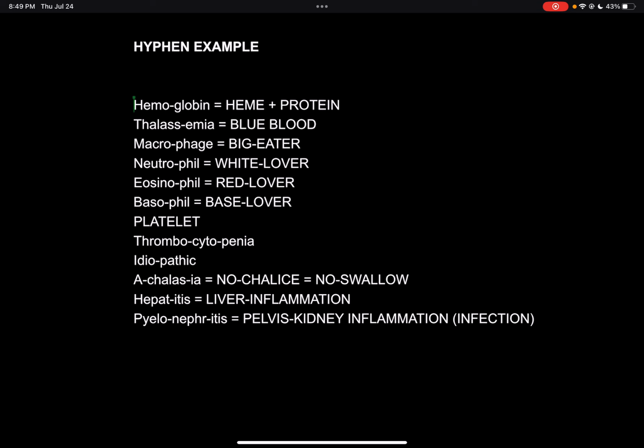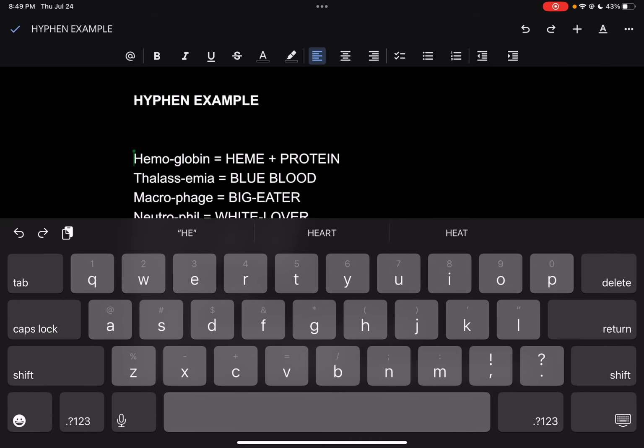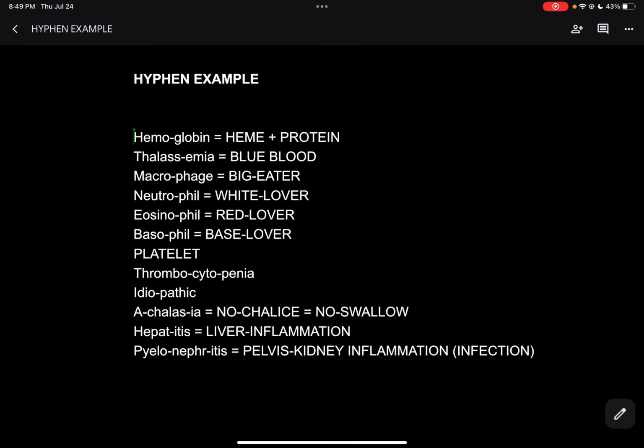So splitting this word is very helpful because it's going to either be a problem with literally this part of the word or this part of the word. And it's helpful to know that.